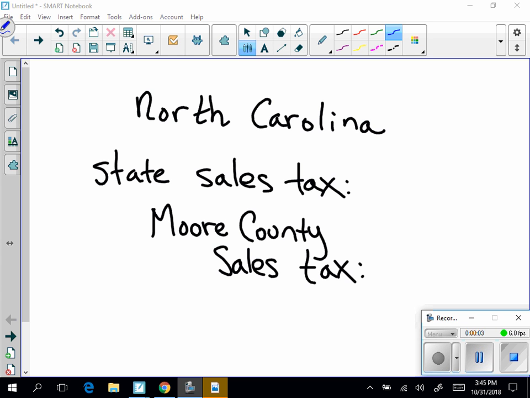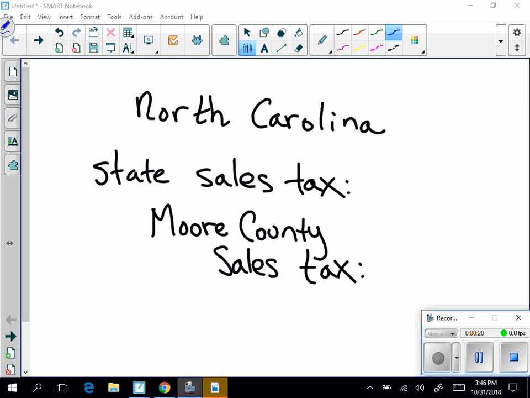Before we start number one, I just wanted to give you some information about sales tax in different states. You need to understand that in each state, there's a different sales tax rate. In addition, even the counties have different sales tax rates.